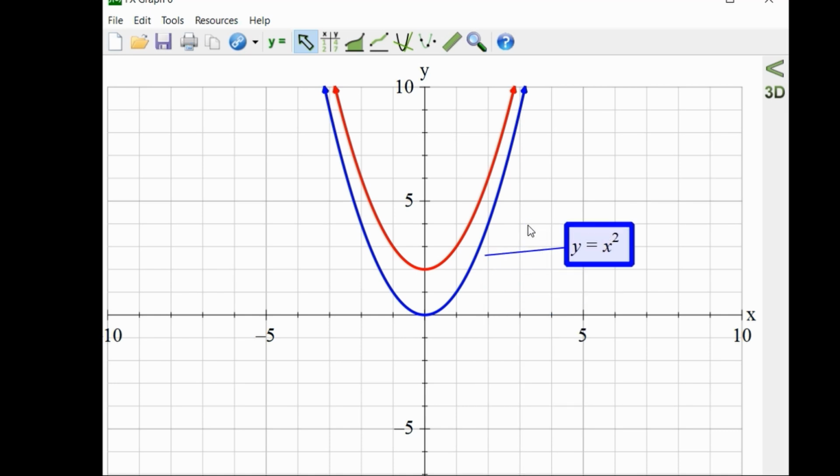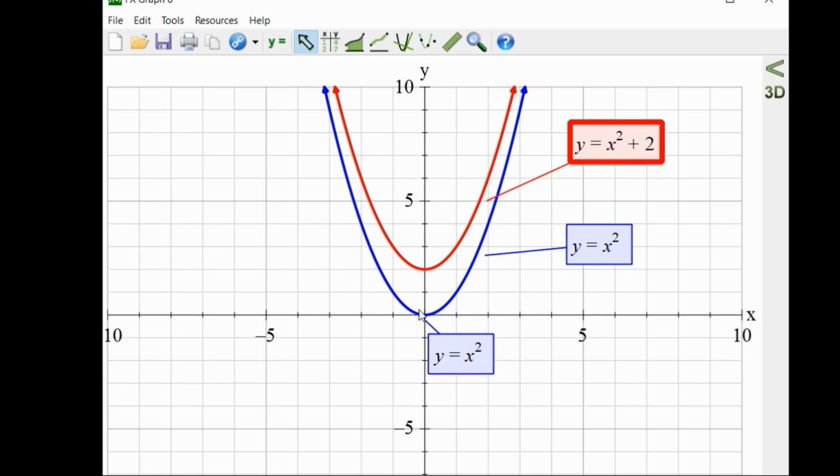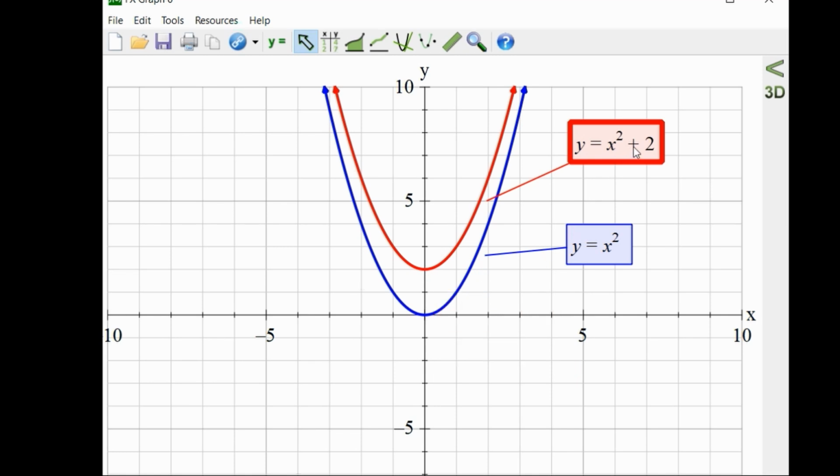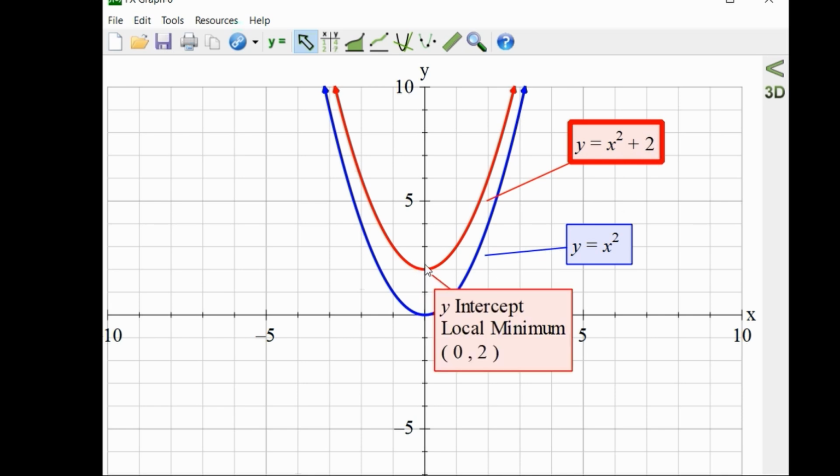Right, that's that one. And that's the red line. It's lifted it up too. Look, 1, 2. Exactly the same shape. It's just that it's moved up by 2. And another point worth noting, this value here is where the graph passes through the y-axis.